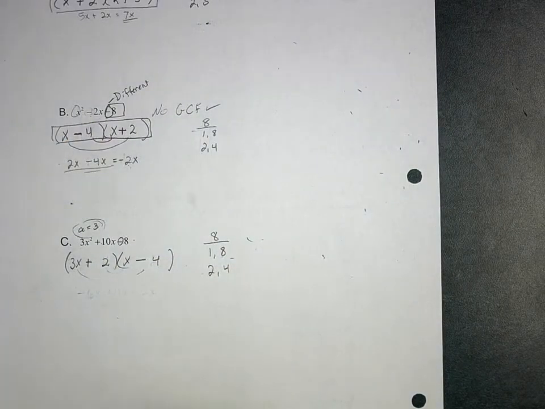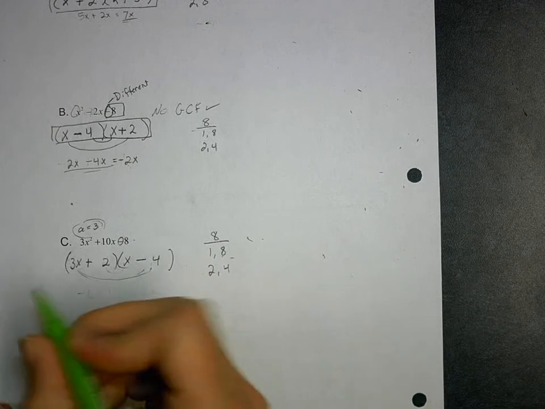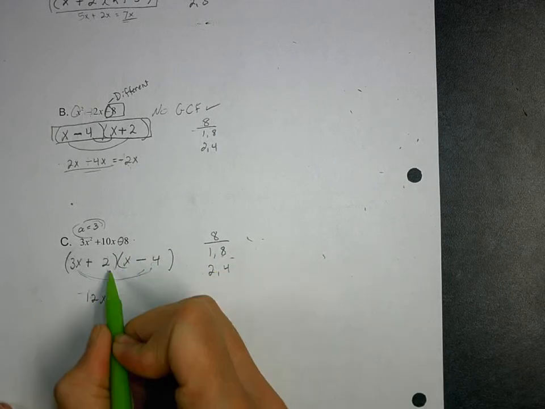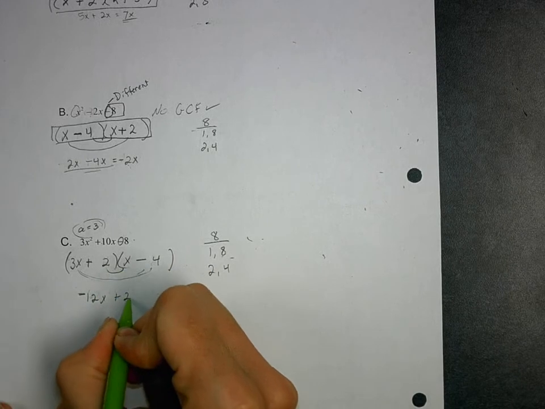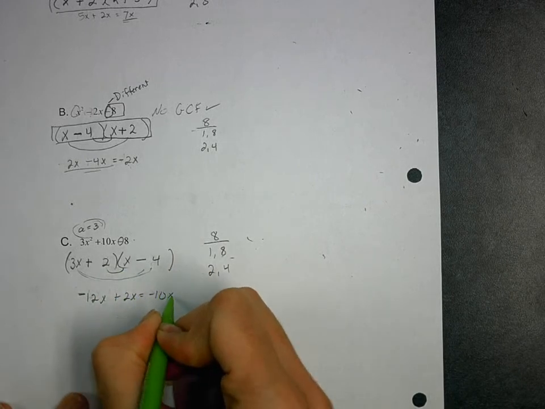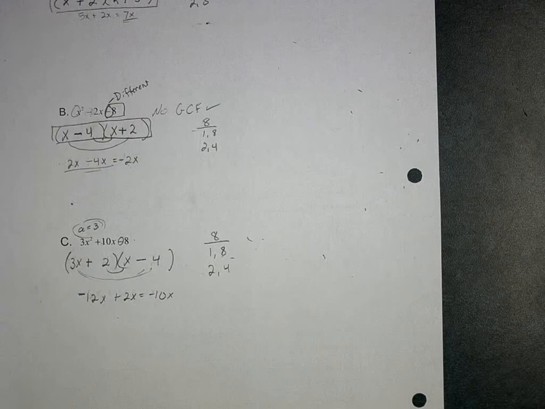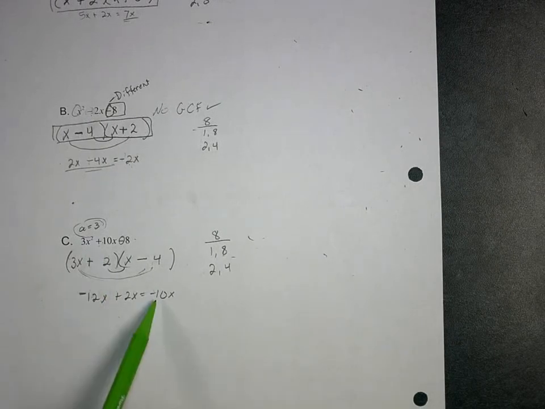So then I'm going to do my outside, and I get a 12x. I check my inside. Oops, a negative 12x. Let me make sure I do that. Inside, a positive 2x. And then I get a negative 10x. Now, those of you who remember factoring really well, you realize that's exactly the opposite of what I need.